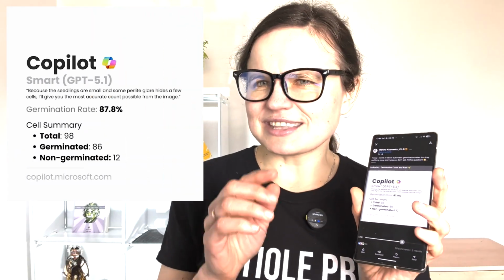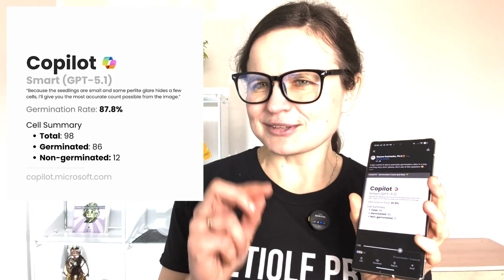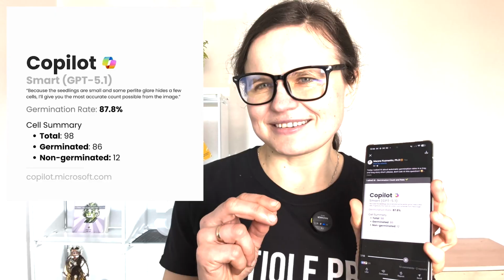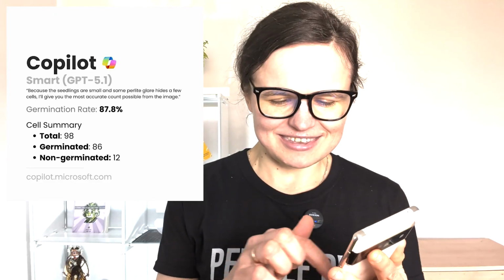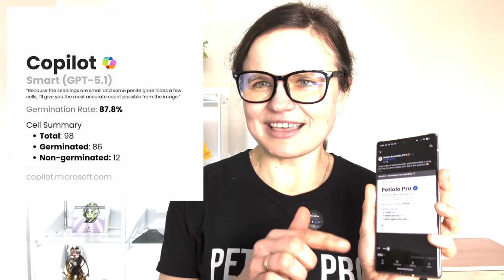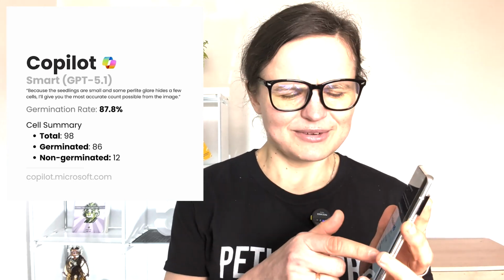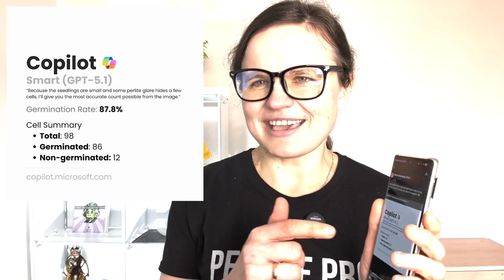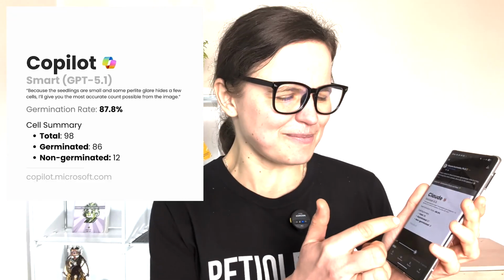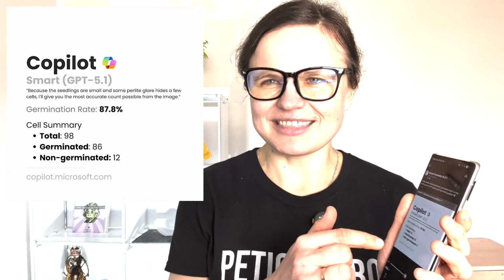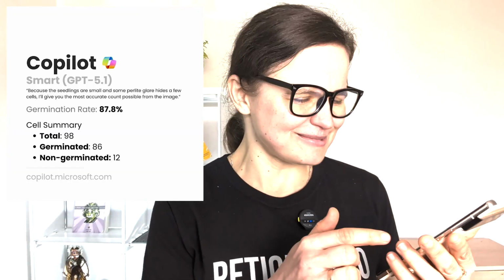Then we have Copilot. And this is the interesting thing: Copilot also believes that the number of cells, 98, is the correct one. However, in real life, we had 84. So we have 14 cells more, but at least Copilot is on the same level of thoughts as Claude. They are same-minded algorithms, let's say.